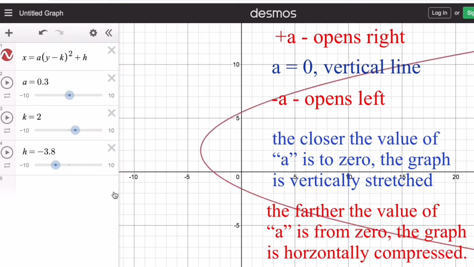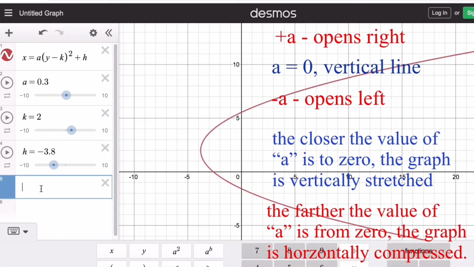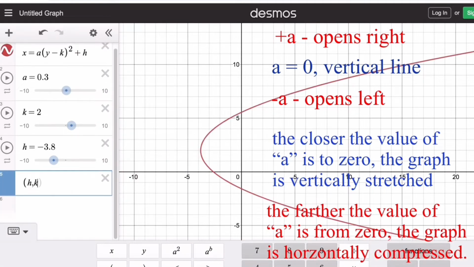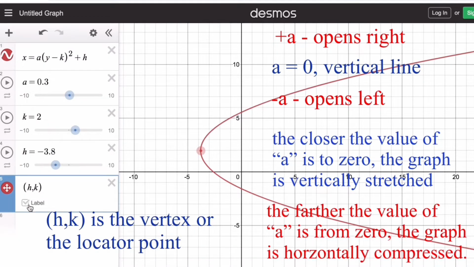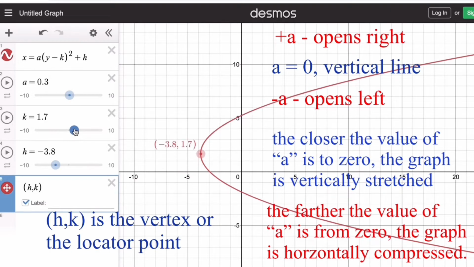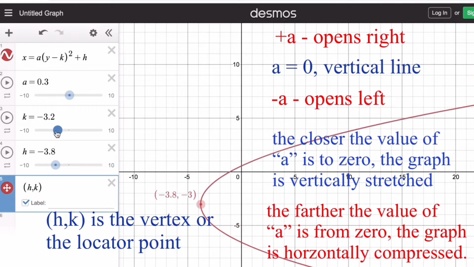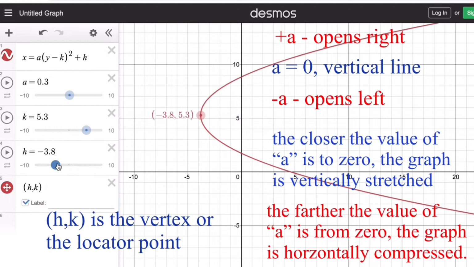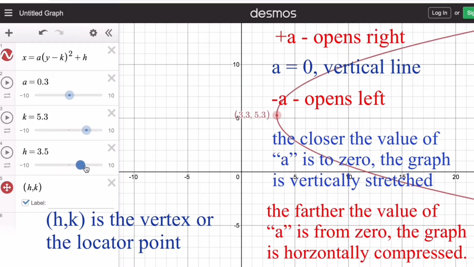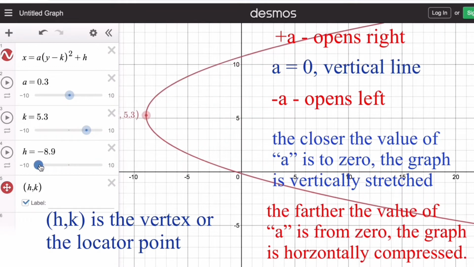We also remember that the coordinate (h, k) is the vertex of the graph, or we sometimes call this the locator point. So this one right here is our locator point. Now we remember that k is the parameter that translates the graph up or down, while h is the parameter that translates the graph left or right.